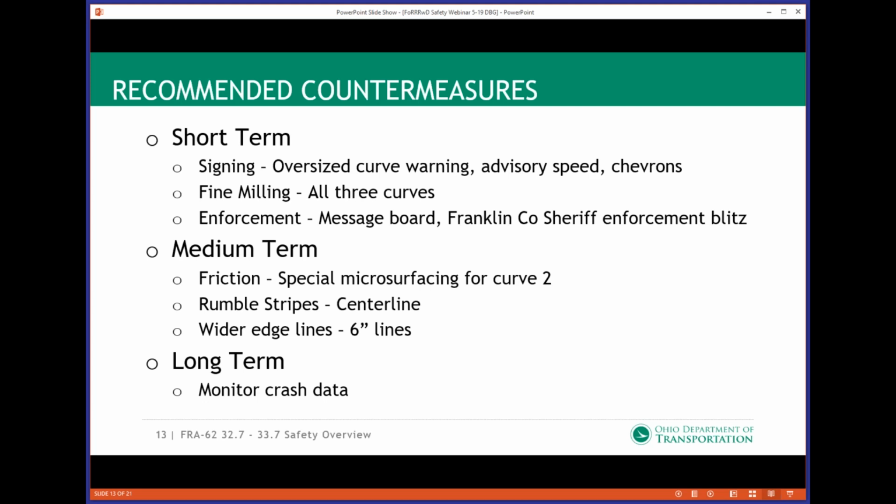So our recommended countermeasures. One second here. I'm trying to go between two screens at the same time.